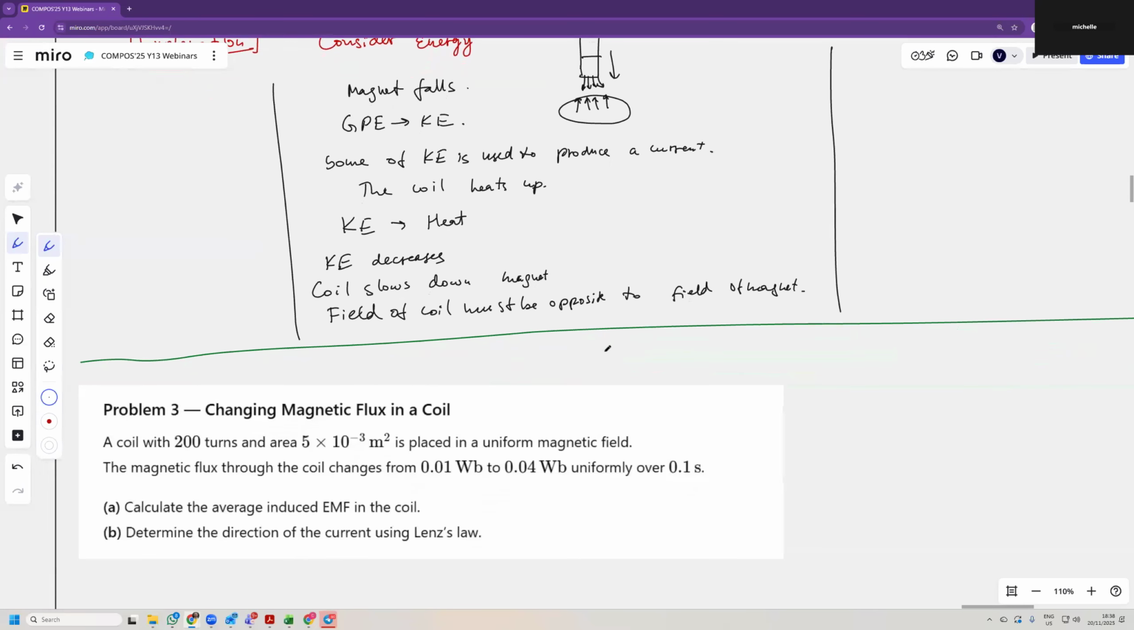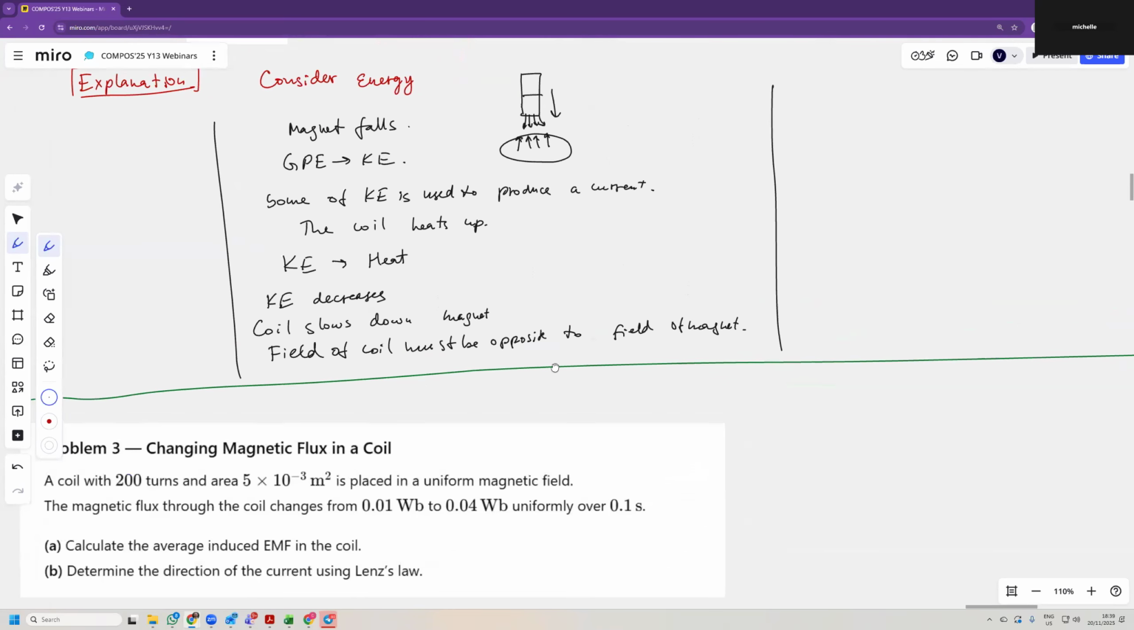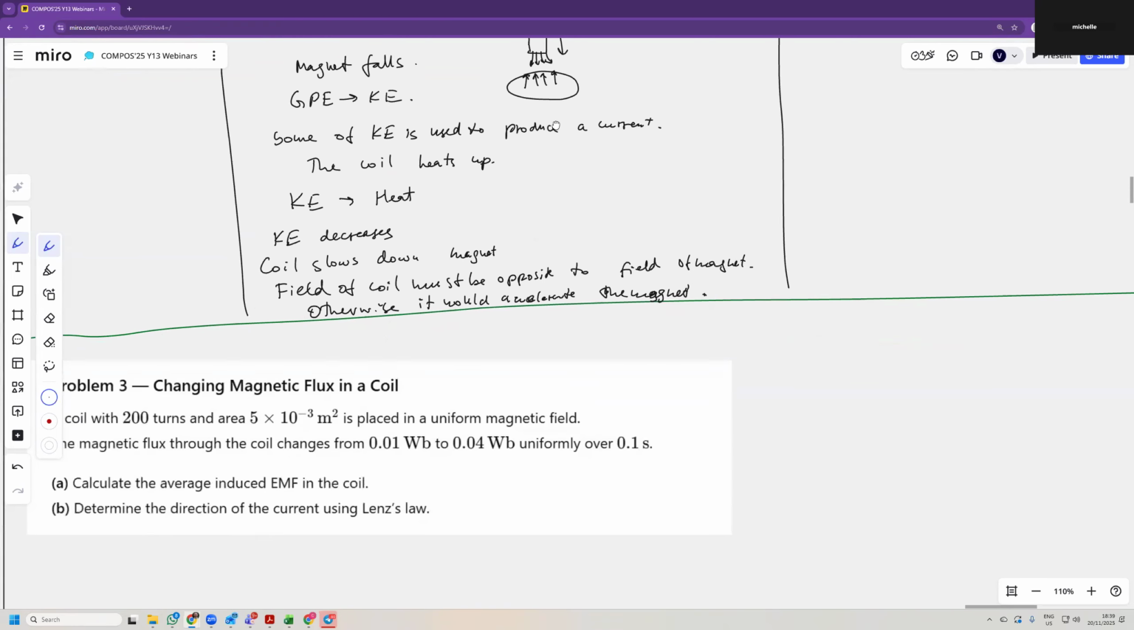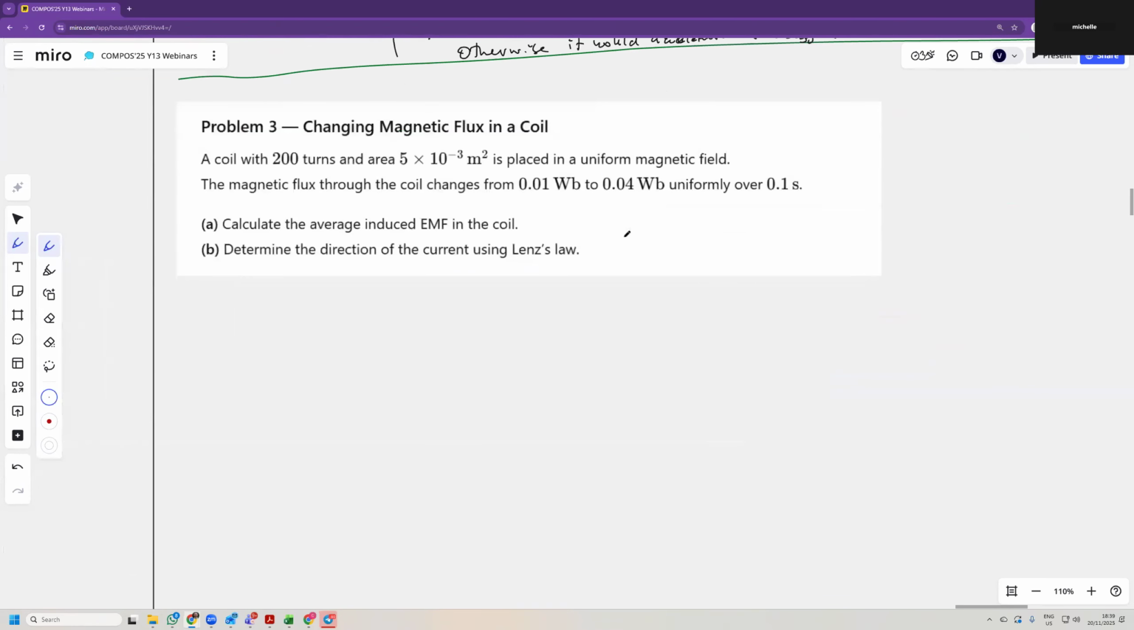The field of the coil must be opposite to the field of the magnet. Otherwise, it would accelerate the magnet. Conservation of energy would be okay. Anyways, I'll move on. Changing magnetic flux in a coil.